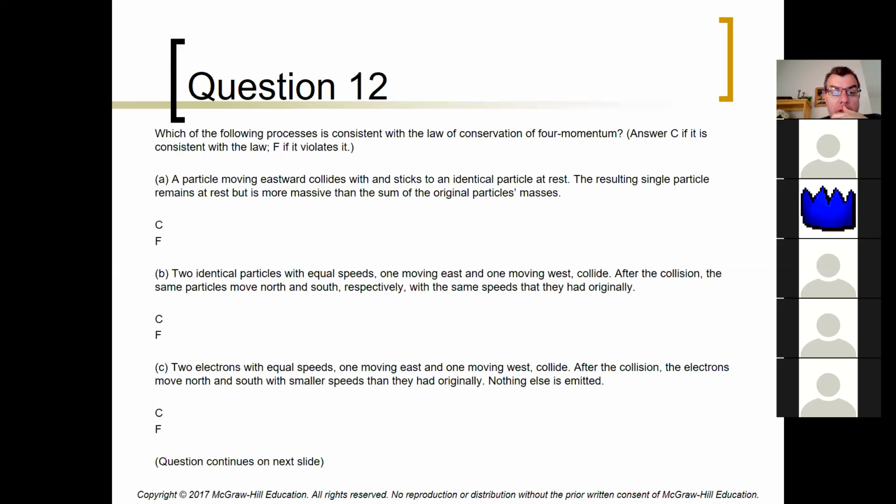Then next one, we've got two identical particles with equal speeds, one moving east and one moving west. After the collision, the same particles move north and south with the same speeds that they had originally. So if you think that conserves forward momentum, you would check that box. Then we've got two electrons with equal speeds. They collide. After the collision, the electrons move north and south with smaller speeds than they had originally. Nothing else is emitted. So if you think that one conserves forward momentum, check that box.